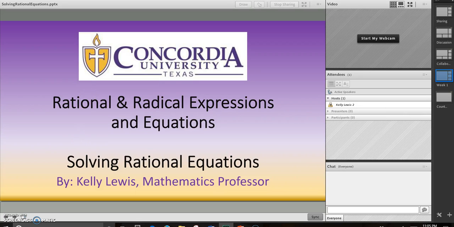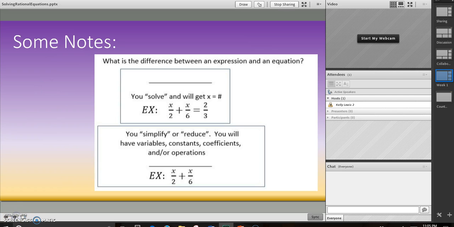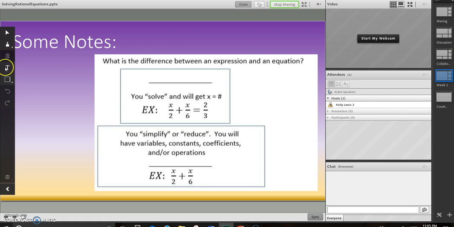Right, so we did adding, subtracting, multiplying, dividing, and now we're going to do solving. Solving means that we're going to see equal signs now, versus before we had no equal signs. So those are expressions. You simplify or reduce an expression, and you solve an equation.